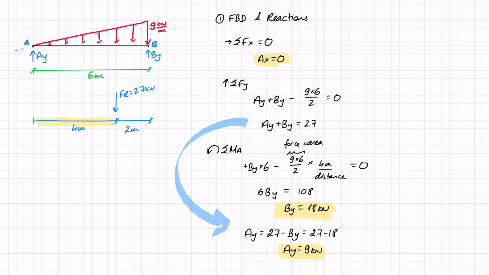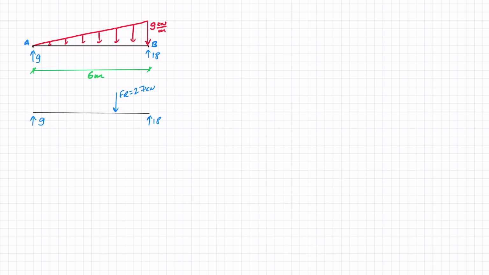So AX we already agreed was 0, AY we just worked out as 9, and BY we just worked out as 18. So let's put them in here, all ready to solve the internal forces. Now, one very important thing to clarify: I need to solve the internal forces for this thing with a distributed load. It is not the same as solving the internal forces for this thing, okay?